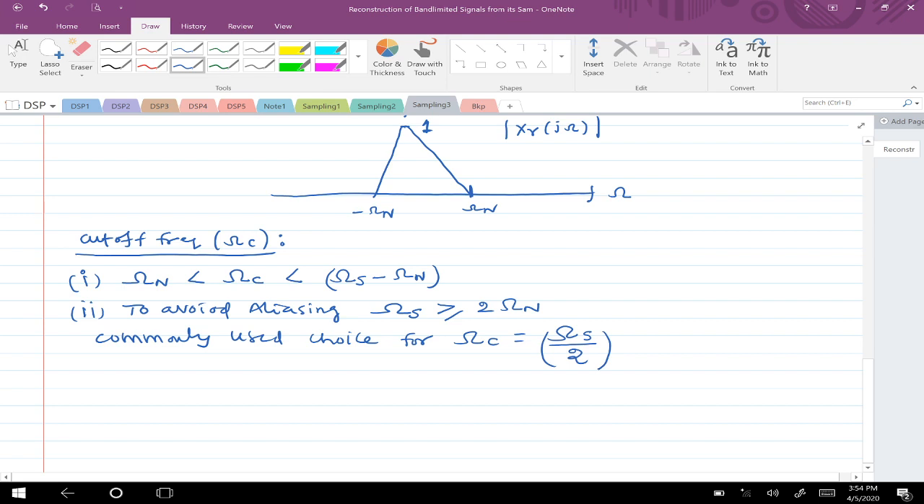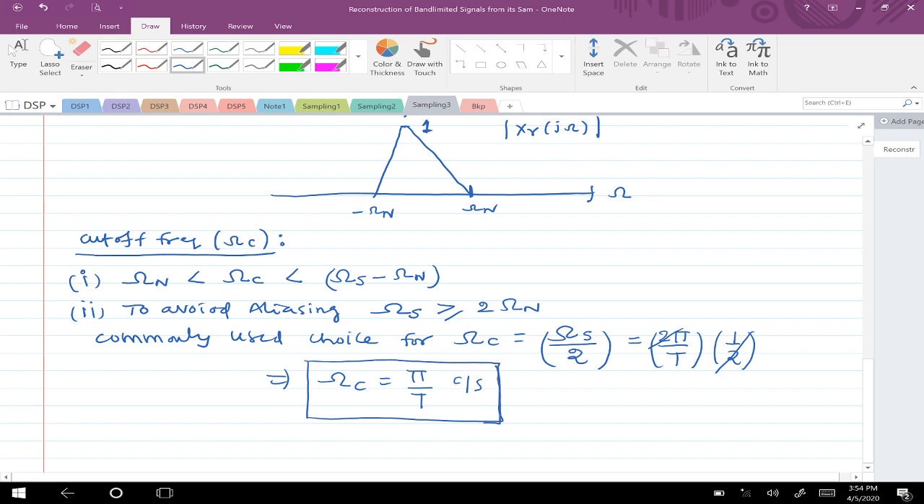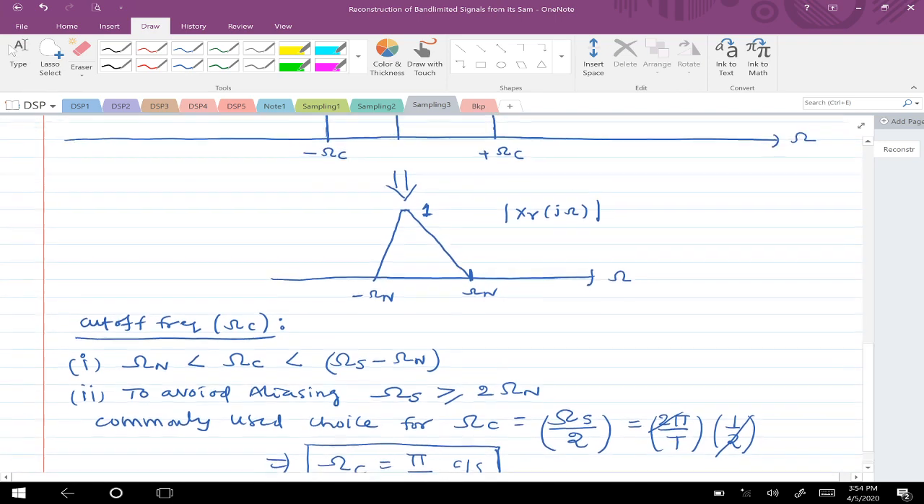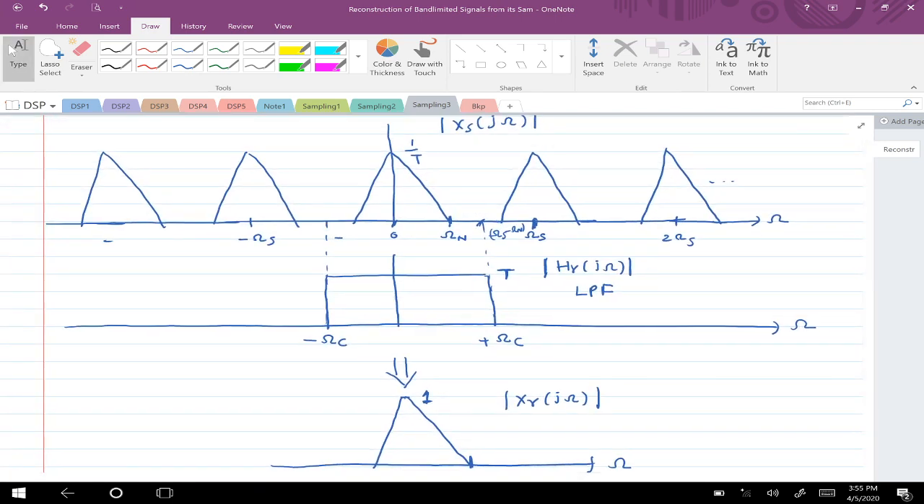Well, we know omega s in terms of 2 pi by T also. So omega s is 2 pi by T into 1 by 2. That implies the commonly used choice for omega c is equal to pi by T radians per second, taking half the way in between 0 and omega s. Okay, hope this is clear. So the typical choice is here, you have pi by T. This is of course minus pi by T. Is that clear? That's the common choice.